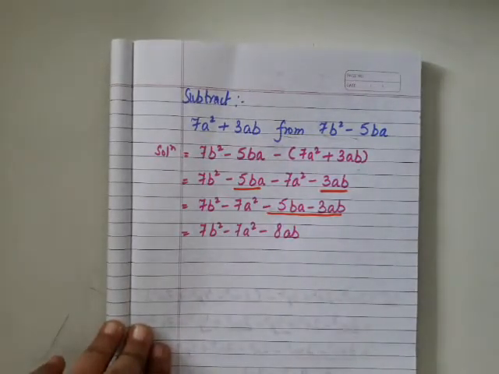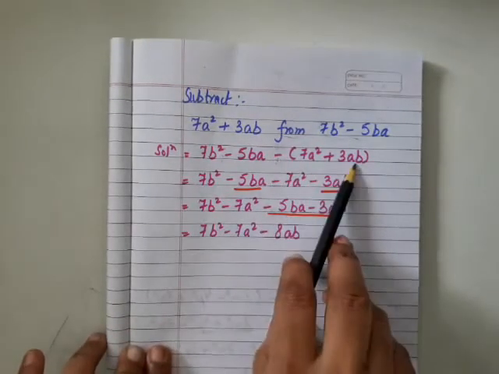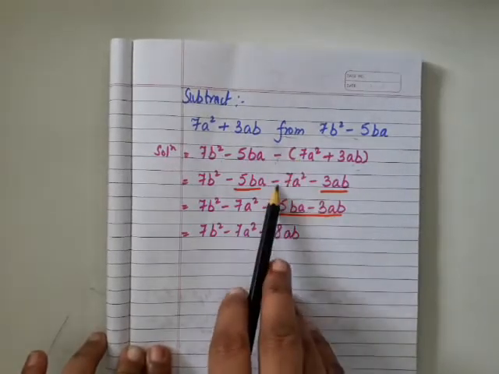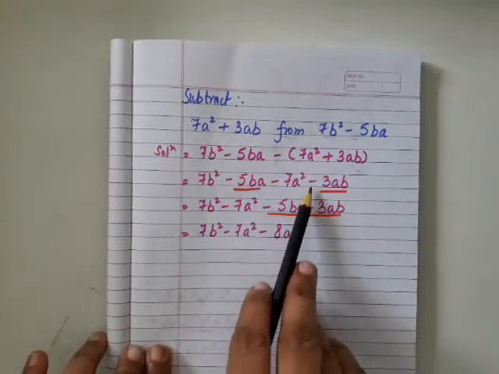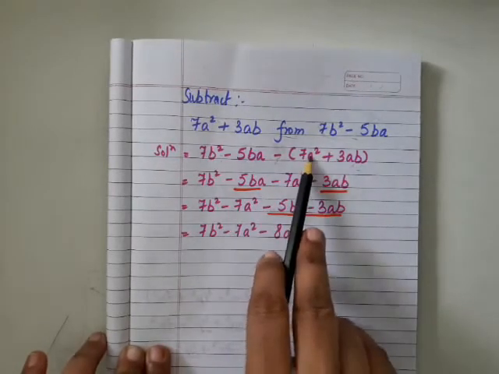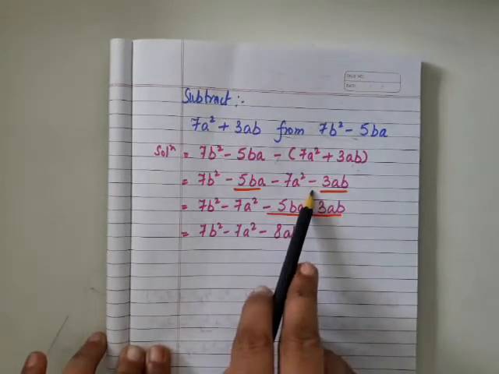Addition, when you have outside the bracket, the signs do not change. But when you have a subtraction sign outside the bracket, all the signs inside the bracket will change. Why? Because plus into minus is minus, minus into plus is minus. Okay, so when you open the bracket, the signs will change. Plus 7a square becomes minus 7a square, and plus 3ab will become minus 3ab.